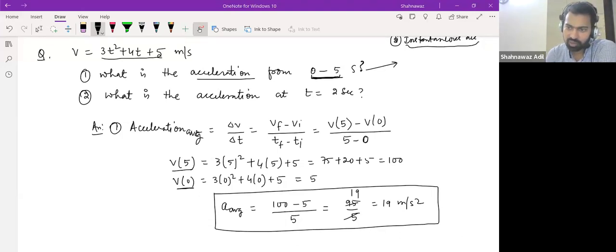Okay, so now let us solve the second problem, instantaneous acceleration. Please note it down, and then we do the second part.